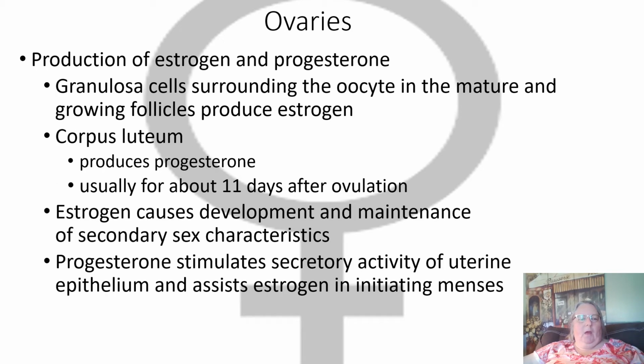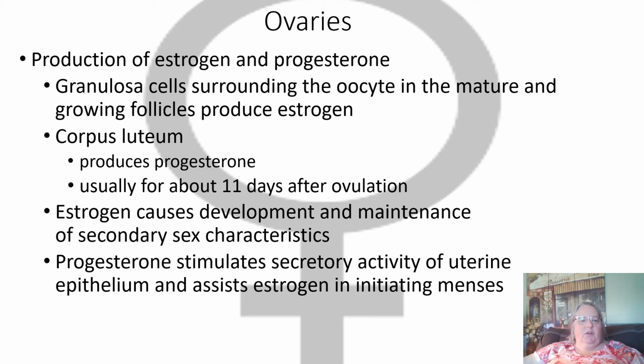Ovaries also are part of the production of estrogen and progesterone. The granulosa cells surrounding the oocyte in the mature and growing follicle produce the estrogen, and the corpus luteum produces the progesterone. The progesterone usually is there out of the corpus luteum for 11 days after ovulation.